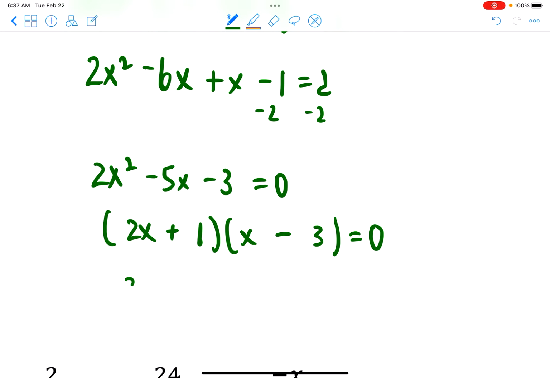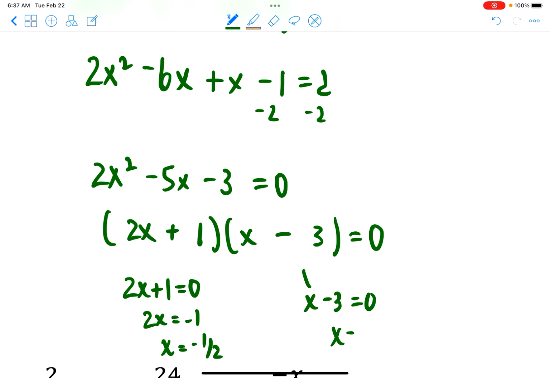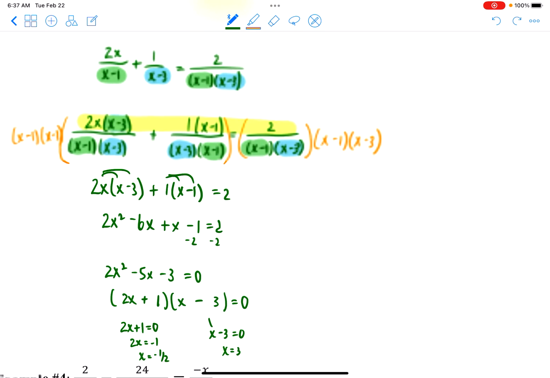So our two answers here are 2x plus 1 equals 0. So 2x is equal to negative 1. x is equal to negative 1/2. That's one of our answers. Our other solution is going to be x is equal to 3, because we set x minus 3 equal to 0. And I believe one of these is actually extraneous.